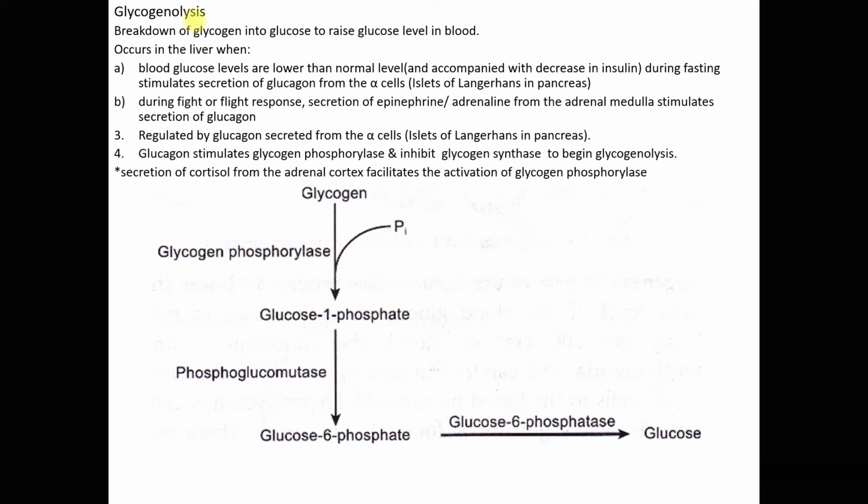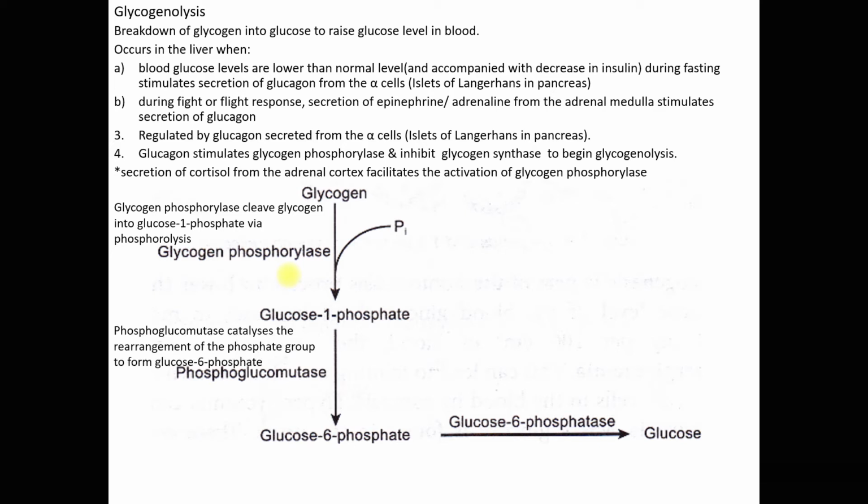Now, secretion of cortisol from the adrenal cortex only facilitates the activation of glycogen phosphorylase. There are some books that mention this cortisol is needed in the glycogenolysis. Yes, cortisol is needed, but in a way that this cortisol facilitates the activation of the glycogen phosphorylase. So this glycogen phosphorylase will cleave this glycogen into glucose 1 phosphate, via phosphorylases.